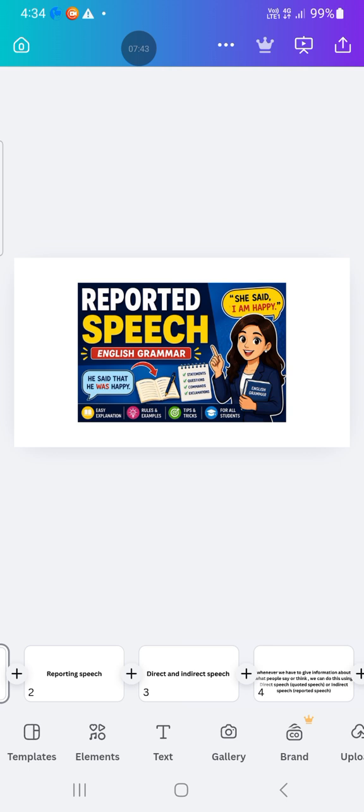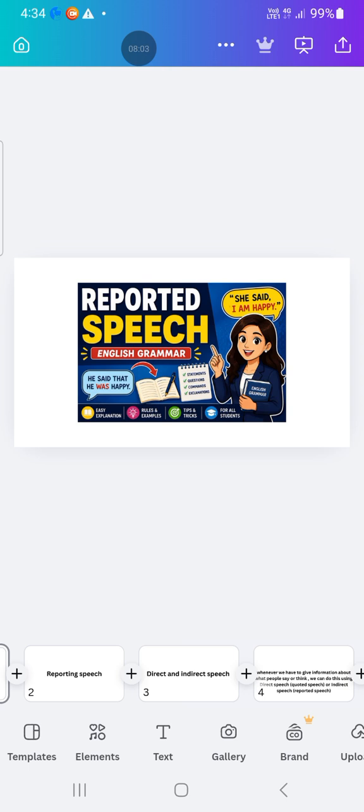When referring to the second person, you, your, etc., they change according to person and gender of the object of the reporting verb. For example, direct speech: Dipali said to Rohan, "You are good at painting." Indirect speech: Dipali told Rohan that he was good at painting.